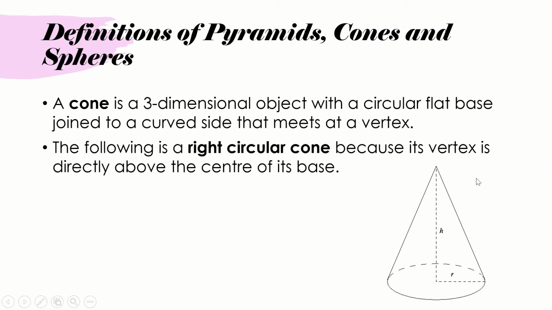Okay, a cone is a three-dimensional object with a circular flat base joined to a curved side that meet at the vertex. So this is a right circular cone because the vertex is directly above the center of its base. So this is the vertex and this is directly above the center of the base, which forms the height and the radius r.